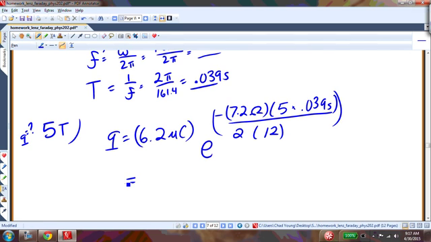Remember that the cosine function at t equal 5, at the time of 5 periods, is equal to 1. So I'm just going to leave that out because it's equal to 1. It doesn't affect my answer. And I find 5.85 microcoulombs.